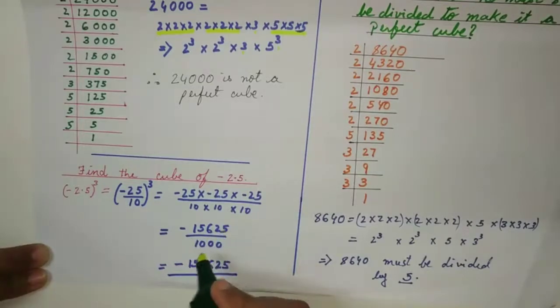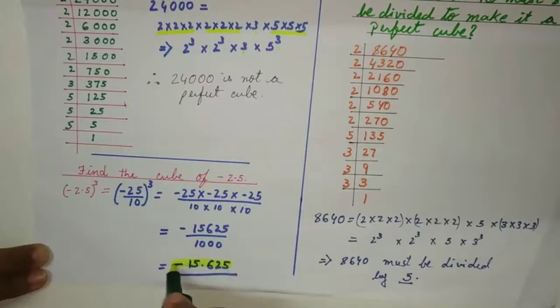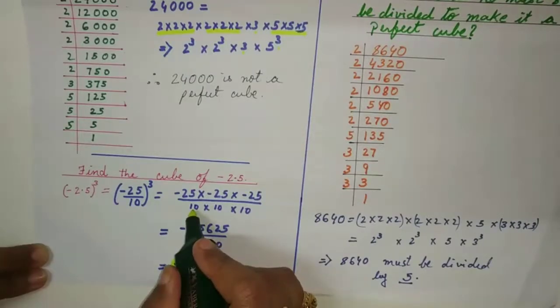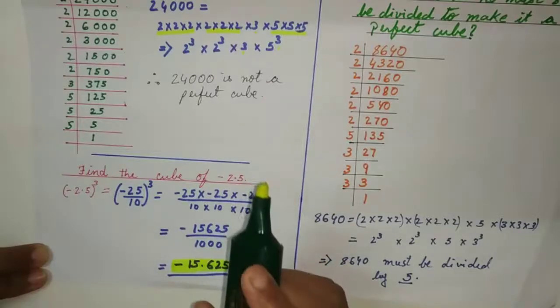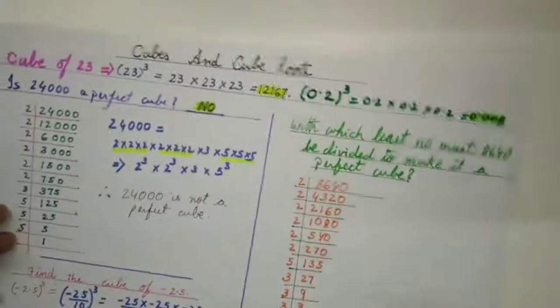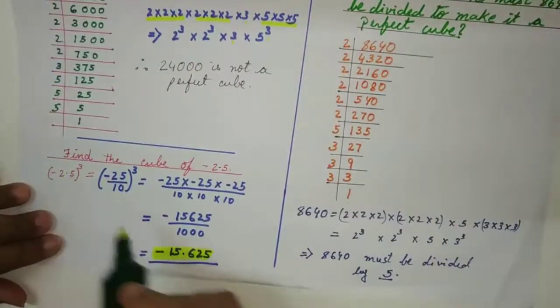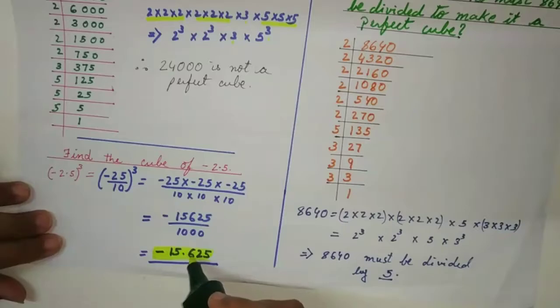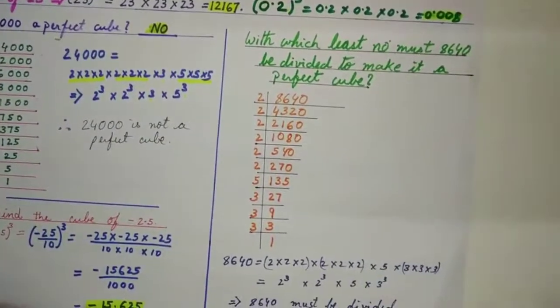15,625 divided by 10 into 10 into 10 is 1000, means how many decimal places? 1, 2, 3. So here I have written the answer, but you may not have done this 10 in the denominator, as was told in the question where I had taught you the cube of 0.2. So 1 decimal place, here also 1 decimal place, therefore the answer has 3 decimal places. One more question which I have written down on this sheet.